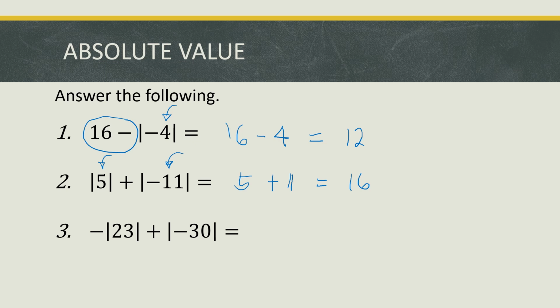Example 3. Negative absolute value of 23 plus the absolute value of negative 30. That's a very different set of terms. So we're going to get first the absolute value of 23, and we're going to get its opposite, which is negative 23, plus the absolute value of negative 30, which is 30. Negative 23 plus 30 is also the same as 30 minus 23 if we interchange the two terms. So we have now 30 minus 23. The answer is 7.